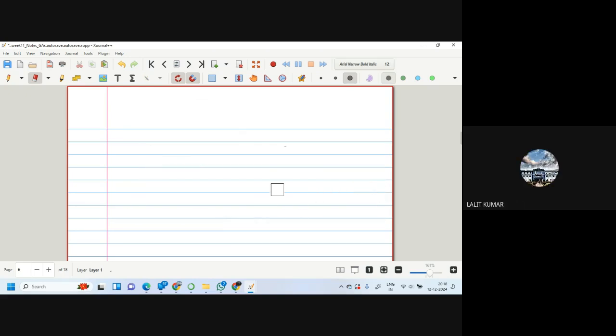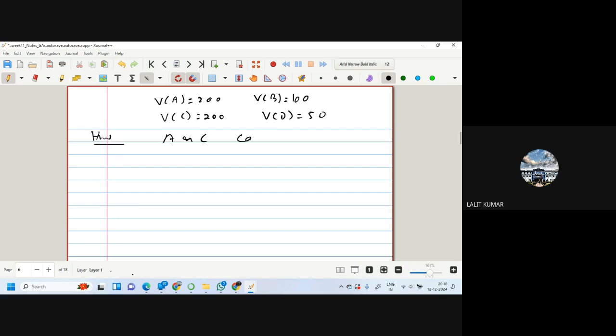So if, for example, they give you four players, VA is equal to 200, VB is equal to 100, VC is equal to 200, and VD is equal to 50. So the first hint is that only A and C can be symmetric. The rest cannot be symmetric. Can a combination also be symmetric? No, only two players are symmetric. And how do we check that?